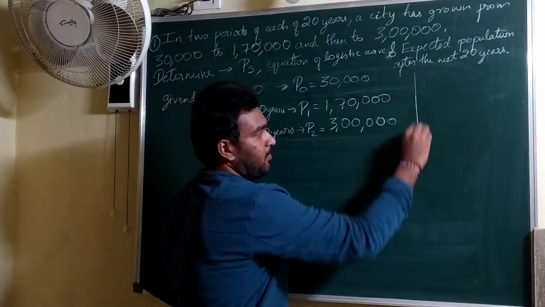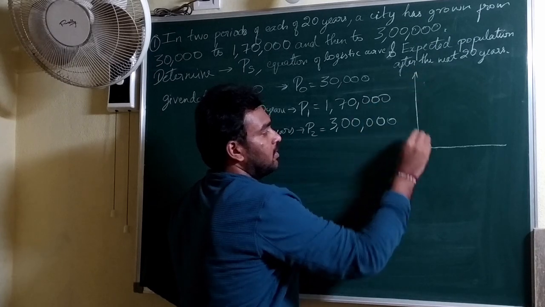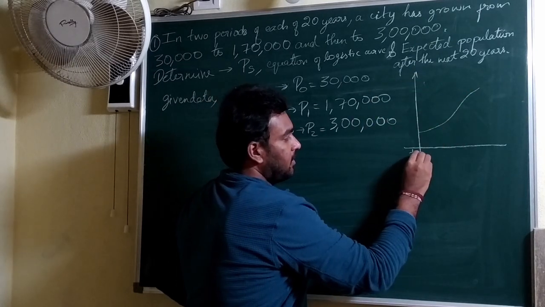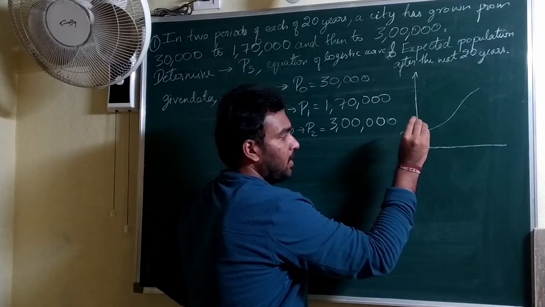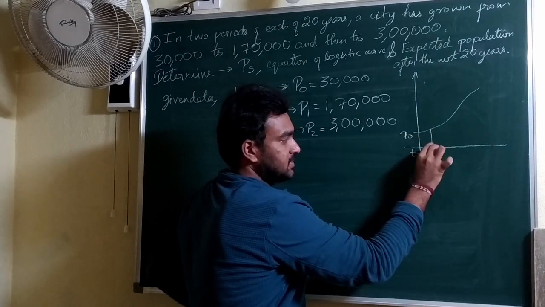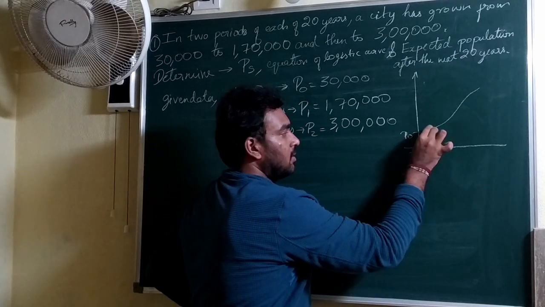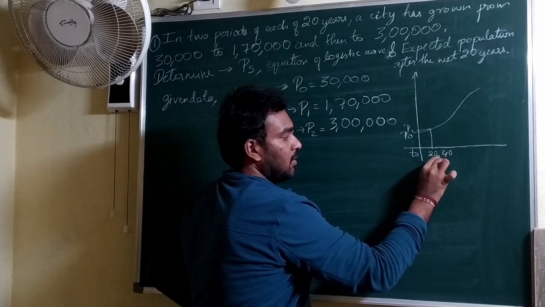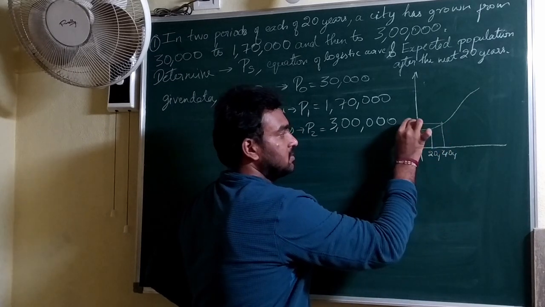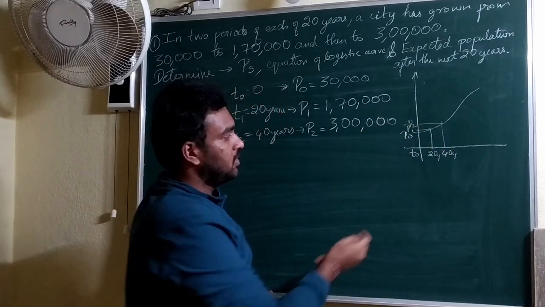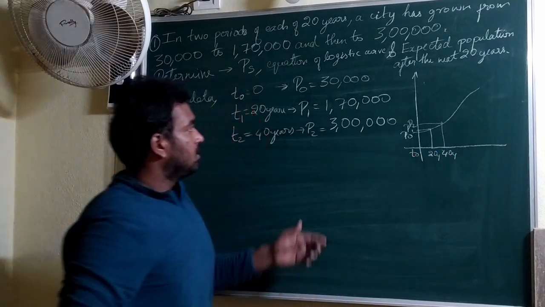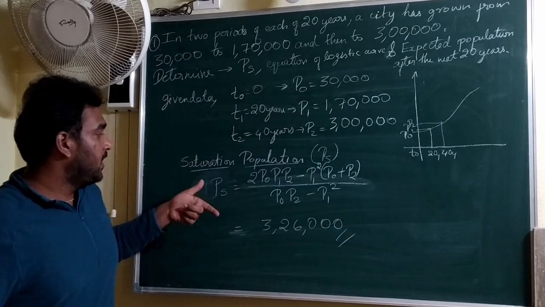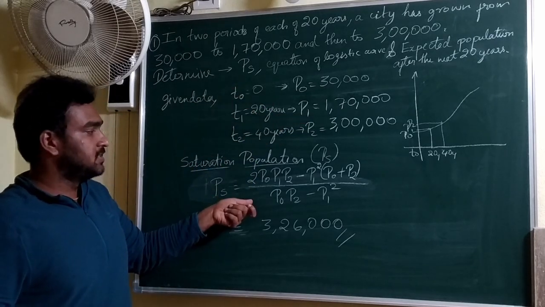So if you plot this in a graph, this might be the graph. At t0 it is P0, and the very next 20 years it is P1, and the very next 20 years is P2. So in this useful range, the data are given. By considering these three sets of characteristic data, we can find out the saturation population using this formula.